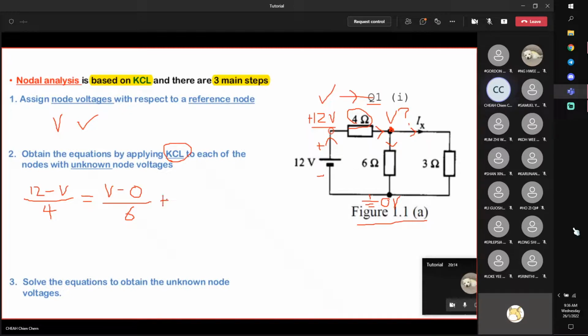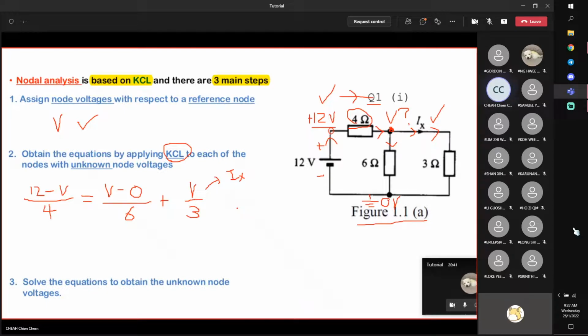And actually, you should just write down V divided by 3 or 6 directly, right? Because the other one is 0. V minus 0 is V divided by 3, which is this current. Now, this is actually your current IX. So later on, once you have found your node voltage V, dividing by 3 will give you IX, which is what we wanted to find in the last tutorial.